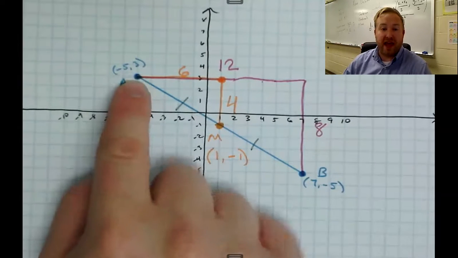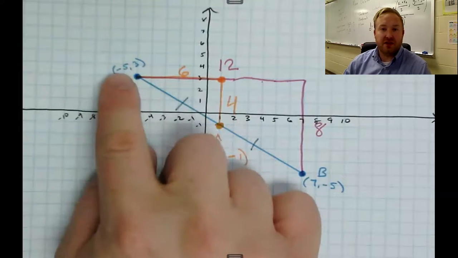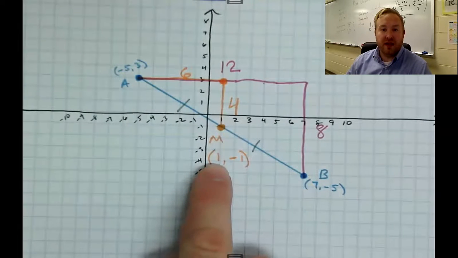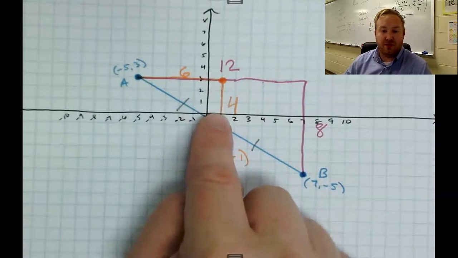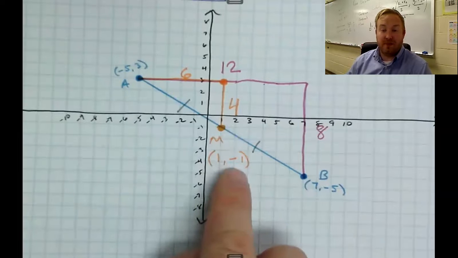Now you can see how we come up with this 1 here. If we start at point A, at -5, and go right 6, if you start at -5 and add 6, don't you end up at 1? And if you start at a y value of 3 and go down 4, if you start at 3 and subtract 4, don't you end up at -1, right? So that makes sense there.